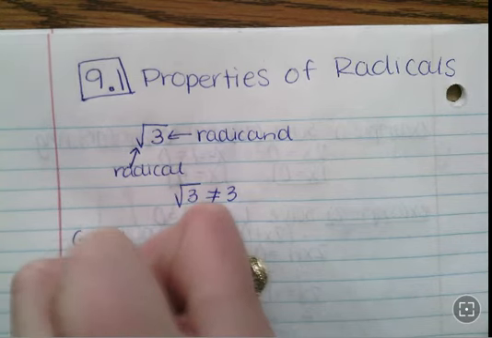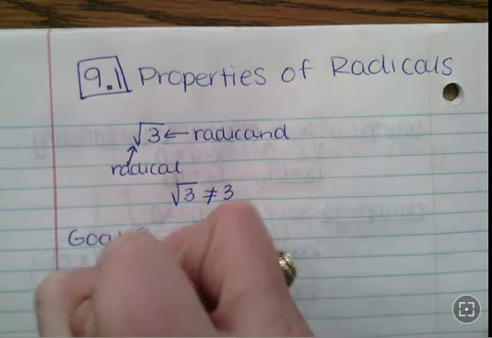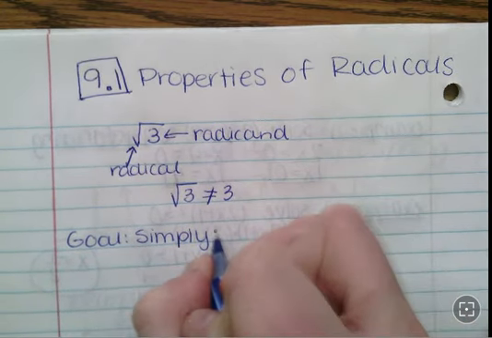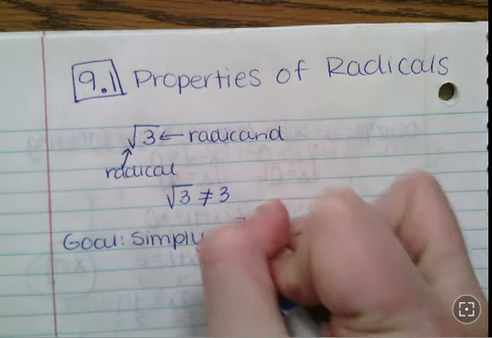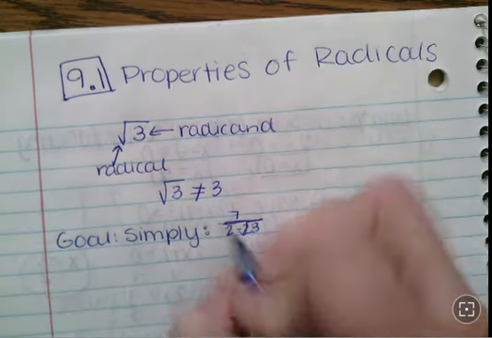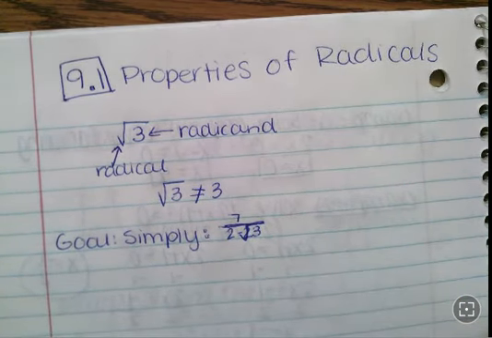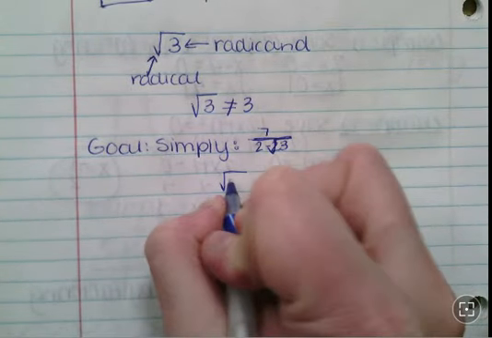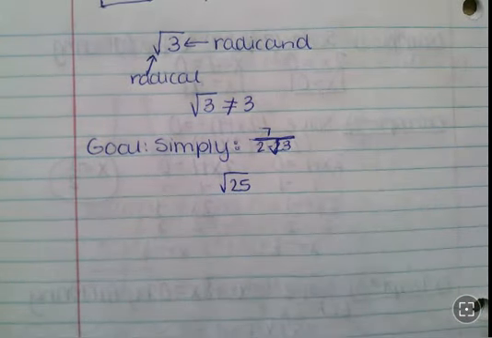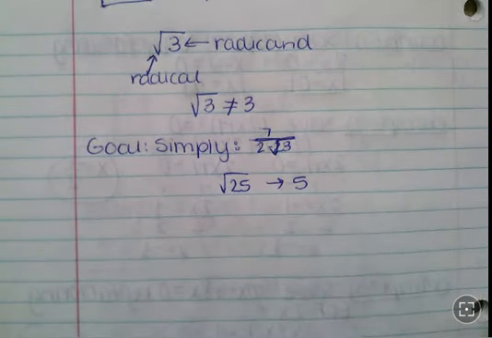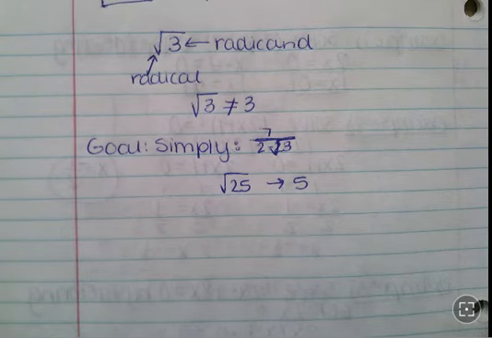The goal of this section is that by the end, we're going to be able to simplify an expression like 7 divided by 2 square root 3. And you're like, whoa, Bacham, I don't even know what to do with that. And I'm like, yeah, you don't. And we're going to learn. Let's just start off simple. If I asked you what the square root of 25 was, you would hopefully easily be able to tell me that it was 5. That's what I would hope.